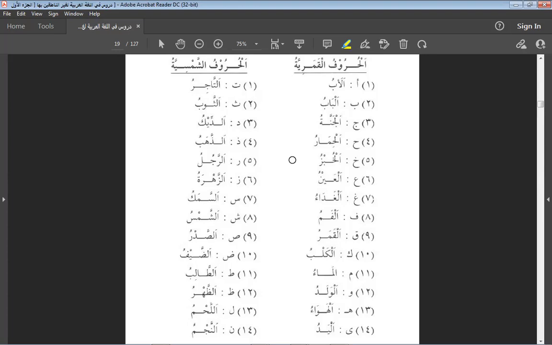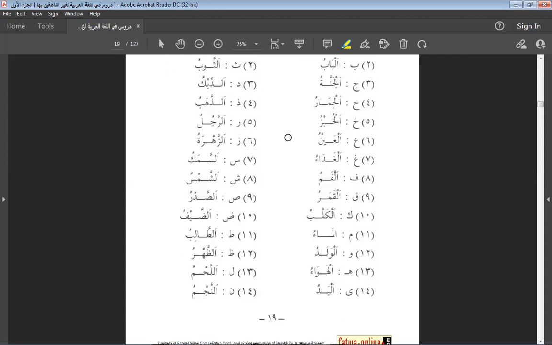الثوب, dress. الديك, the cock. You realize that in all these we are not pronouncing the lam. الذهب, gold. G-O-L-D. الرجل, the man. الزهرة, the flower or rose. السمك, the fish. الشمس, the sun itself. الصدر, the chest. الضيف, the guest or visitor. الطالب, student.